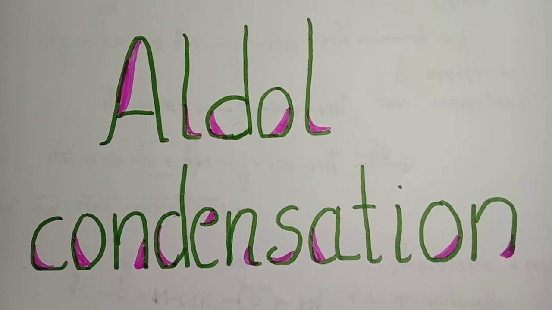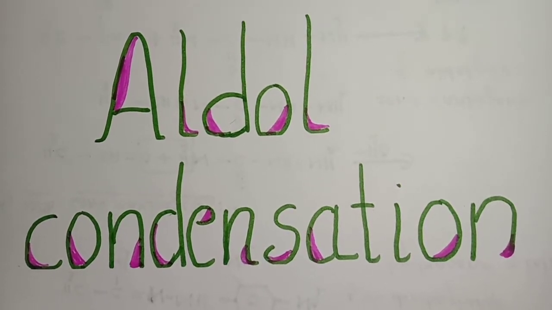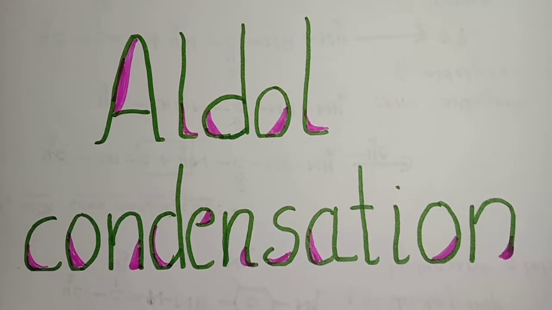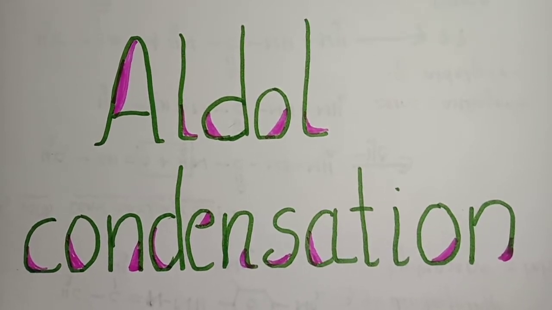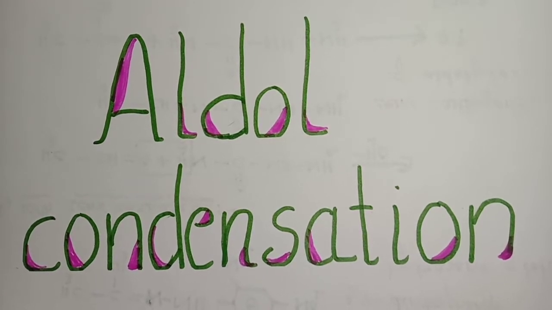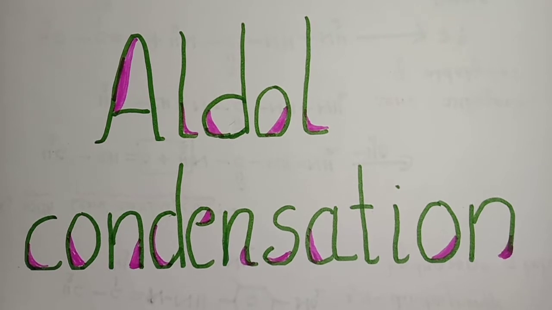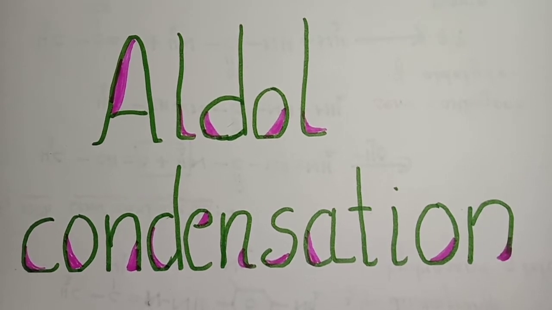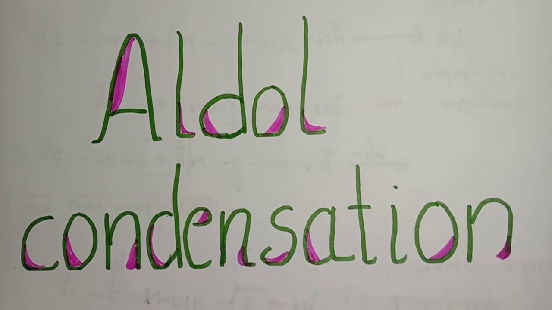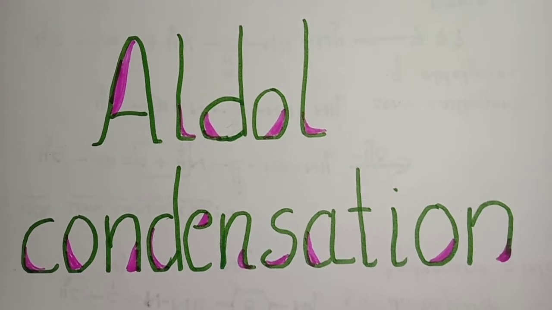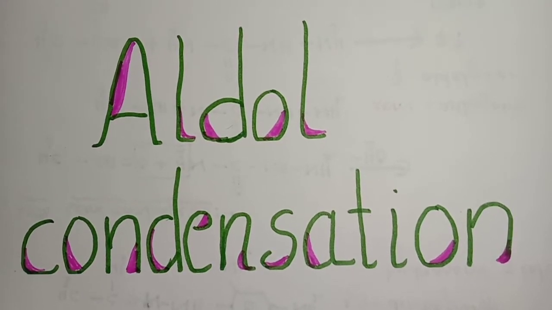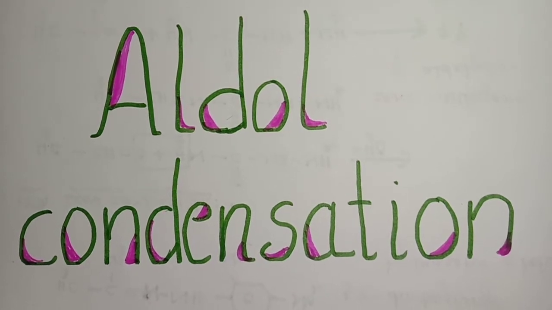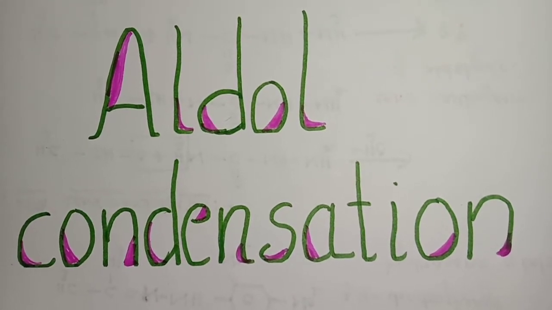You can put the side heading and write down the statement, students. Two molecules of aldehydes or ketones having alpha hydrogen react with each other in the presence of a dilute alkali such as potassium hydroxide or barium hydroxide and produce a compound known as aldol. This reaction is called aldol condensation. So, two molecules of aldehydes or ketones.